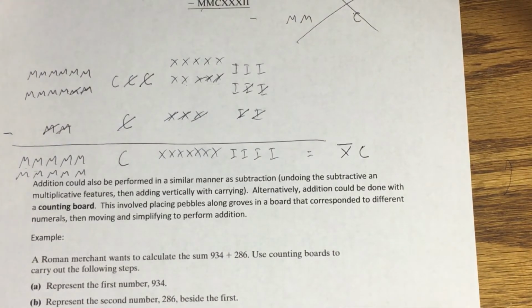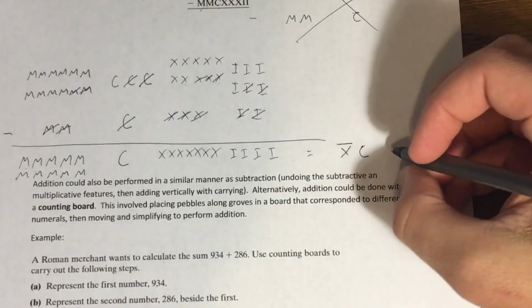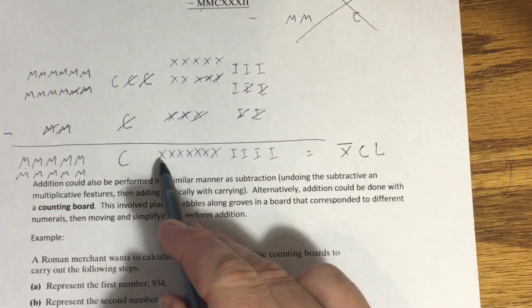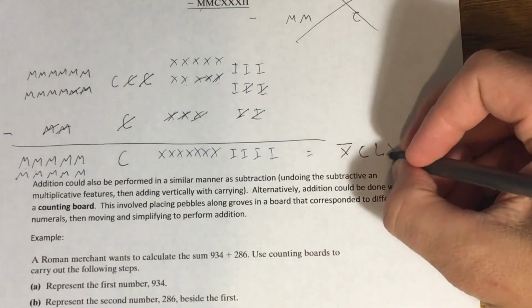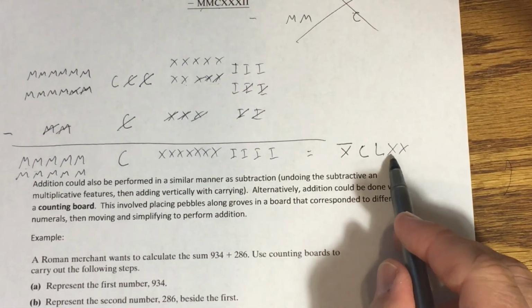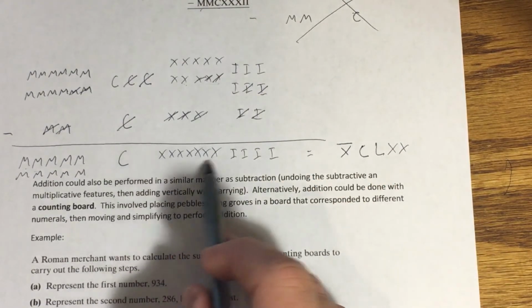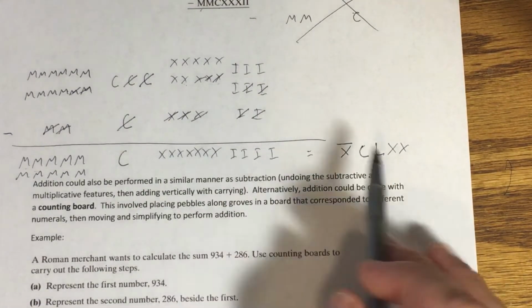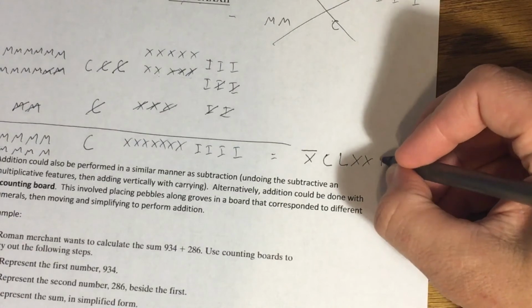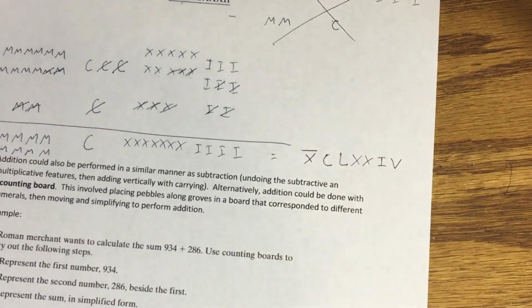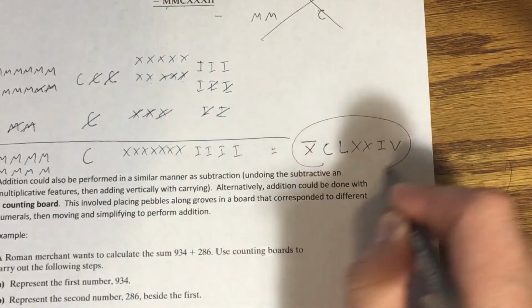Let's use our symbol for 50, which is L. That takes care of 5 of those 10s, and then I just need 2 more. 50, 10, and 10, that makes 70. Same thing as this. Finally, 4, we've seen before, we can use our subtractive feature for that and write it this way. And so this is the answer.